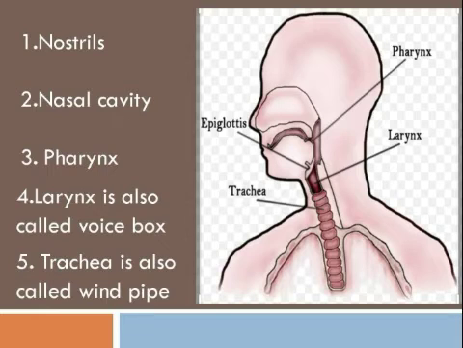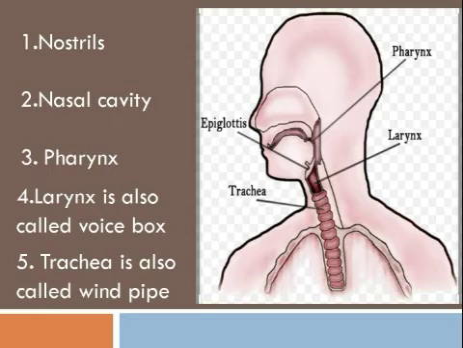The third one is pharynx. The pharynx is a part of the throat behind the mouth and the nasal cavity. What is the function of the pharynx? Warming and moistening goes on in this common passage of the digestive and respiratory system.